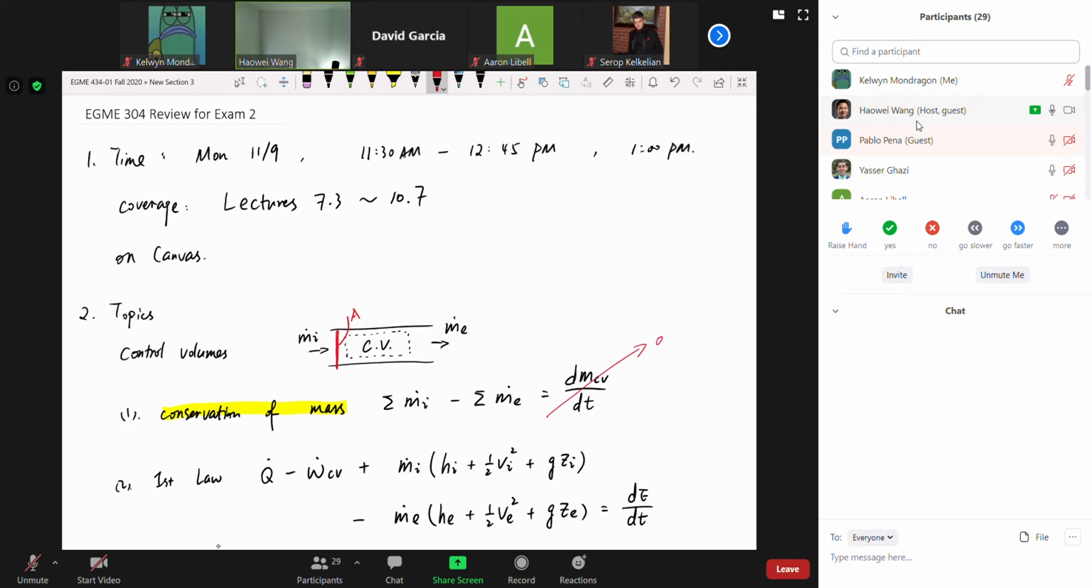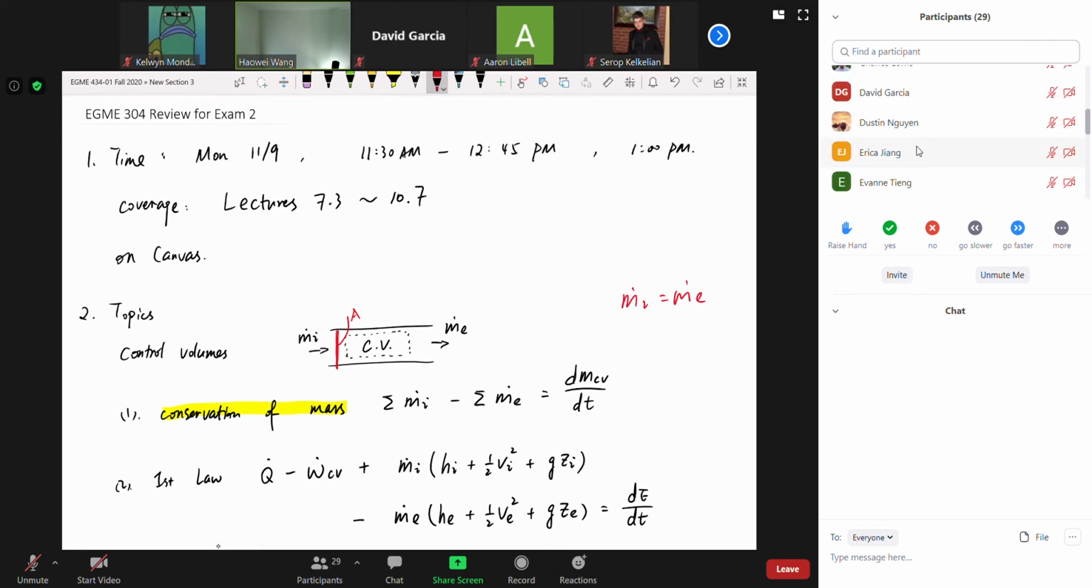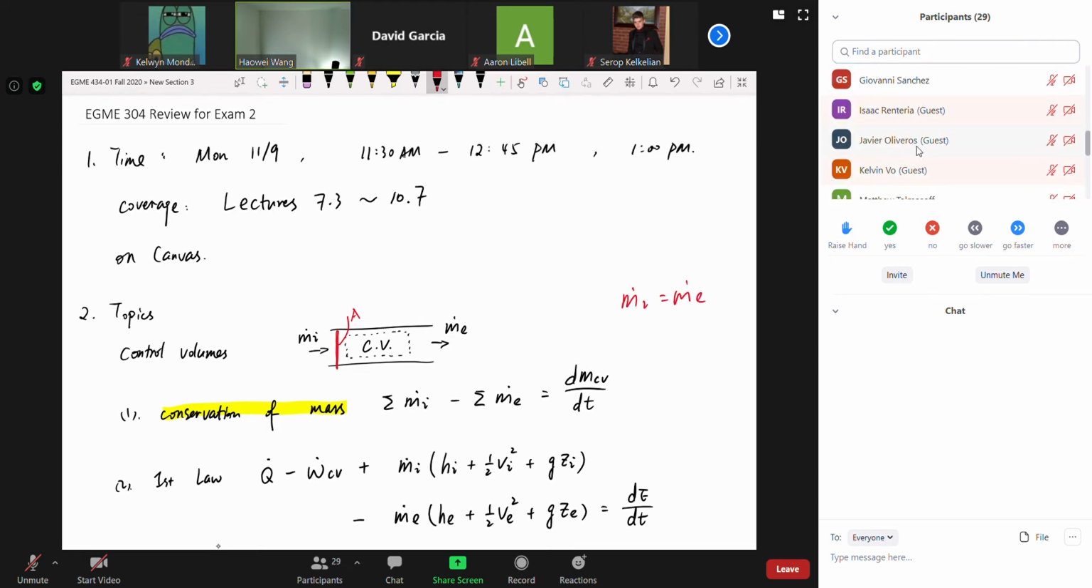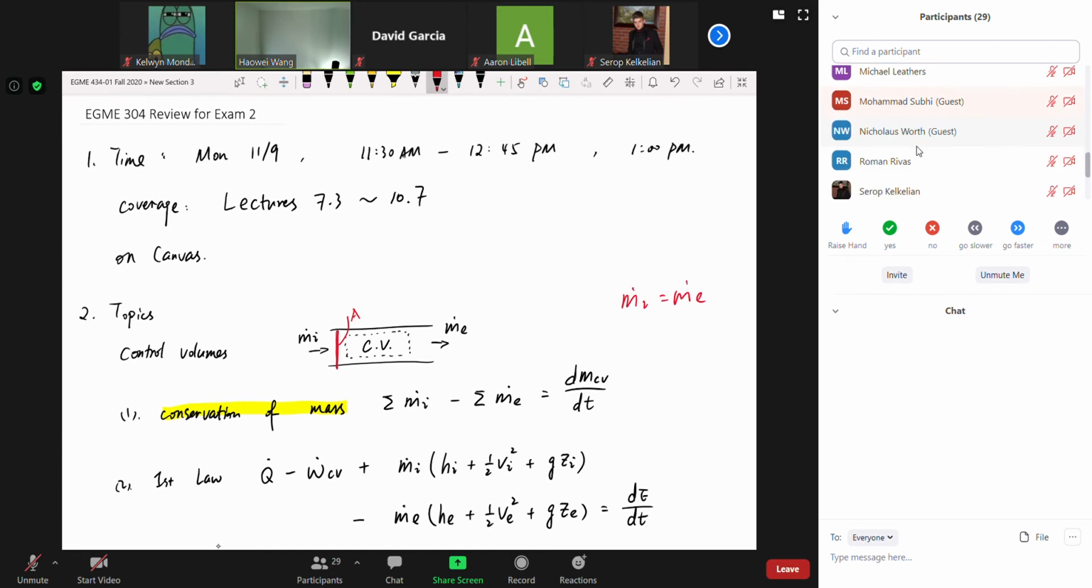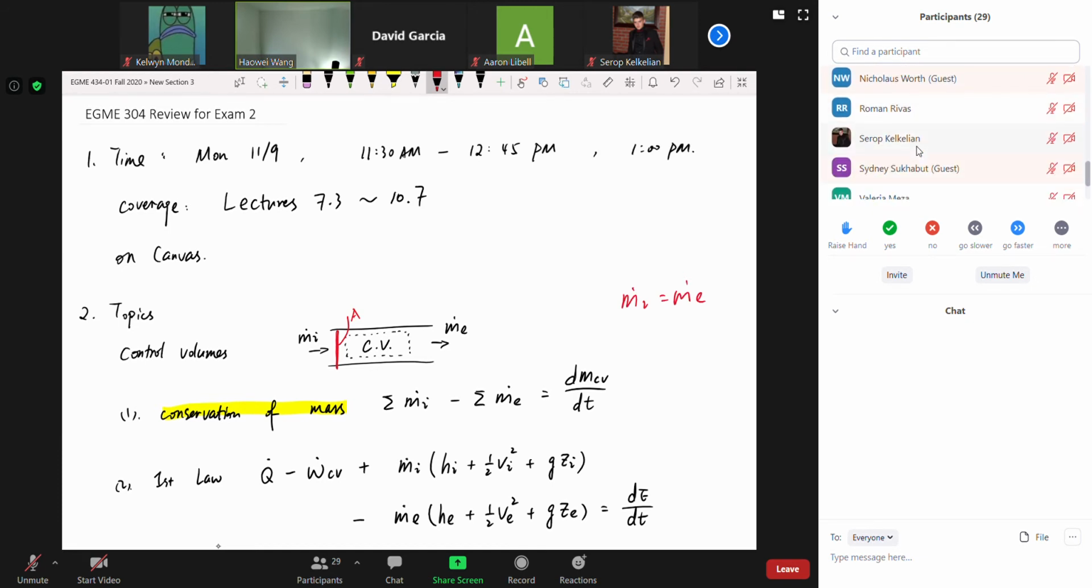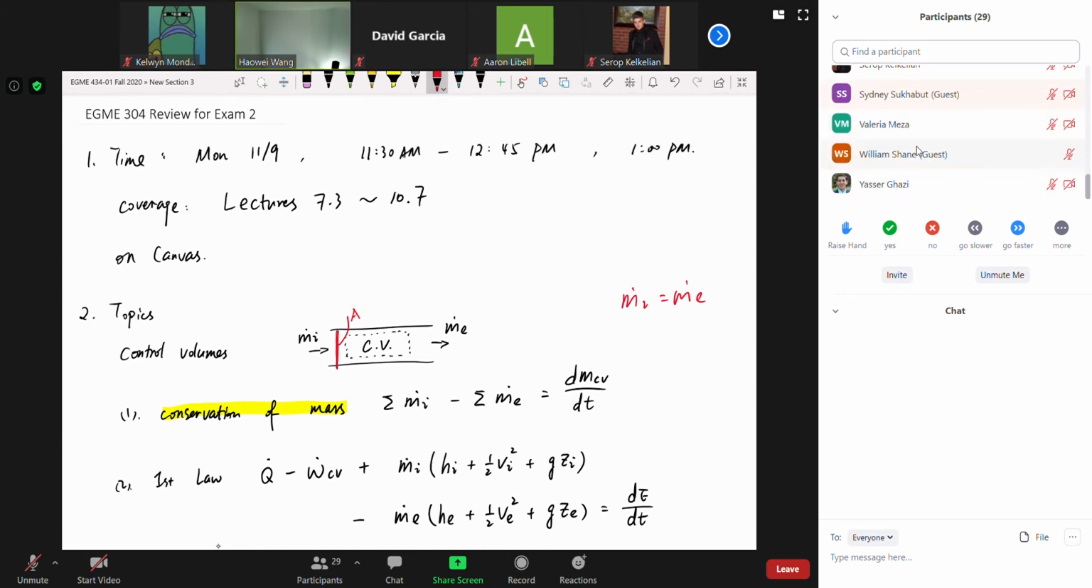If at steady state the right-hand side goes to 0, in short, it's going to become what? m dot i equal to m dot e. The mass flow rate coming in will be equal to the mass flow rate leaving. That's what you get out of the steady state. If you have 10 kilograms coming in, then you will have 10 kilograms leave. Right? Steady state, conservation of mass equation.